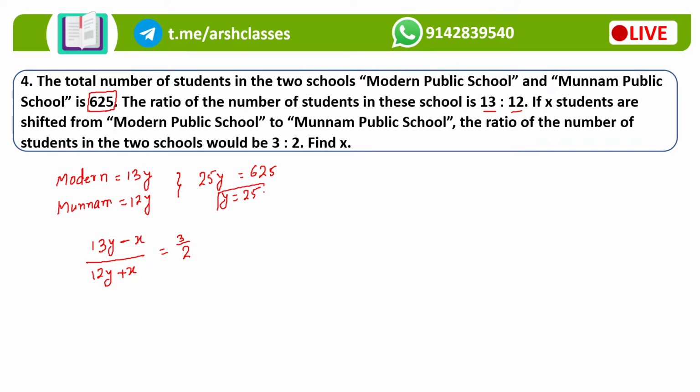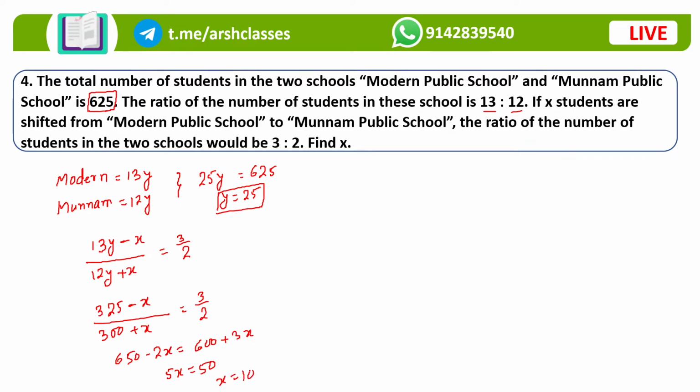625 will be divided by 25, you will get 25. Now put this 25 here. So 25 into 13, that will give you 325, right? So this becomes 325 minus of x. And this is exactly 300 plus of x, then this will give you 3 upon 2. So what we can say, guys, this is 650 minus 2 times of x is equals to 600 plus 3 times of x. Take this one this side, so you will get 5 times of x is equals to 50, and hence we can say that x is equals to 10.